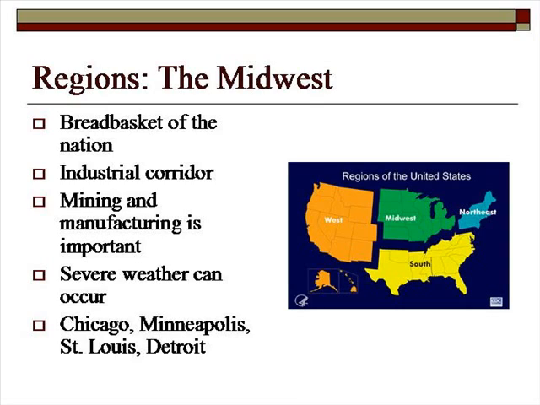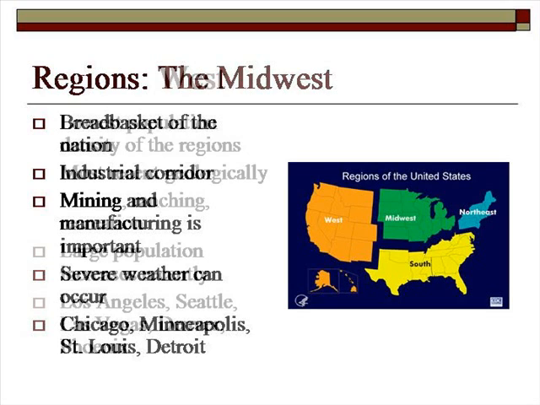It also, especially in the old part of the Midwest, is the industrial hub, the center point of manufacturing. Places like Detroit, where they built cars up until recently, and Ohio as a state is very, very industrial. We do a lot of mining and manufacturing in this part of the country, and it can be very severe in terms of its weather. If you've ever been to Chicago or Detroit or Milwaukee in the winter, you know it is not a pleasant place. Chicago, Minneapolis, St. Louis, and Detroit would be some examples of cities in this region.